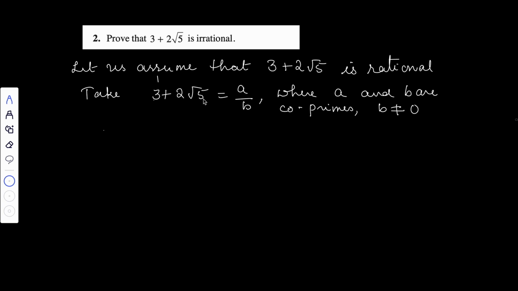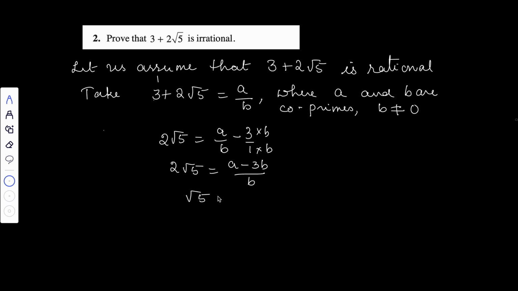In this case, we know that root 5 is irrational. So what we do, remaining all the numbers we want to shift over here. So 2 root 5 is equal to, I'll shift 3 this side, a by b minus 3. So take LCM, into b I'll multiply here. So we are getting 2 root 5 is equal to a minus 3b divided by b. So root 5 is equal to a minus 3b by 2b.